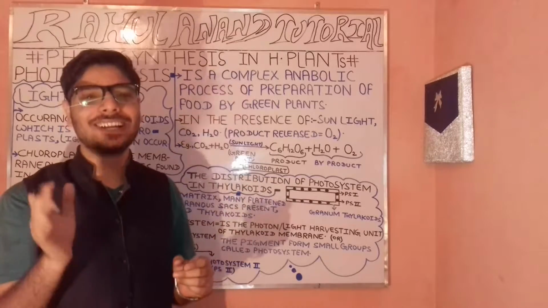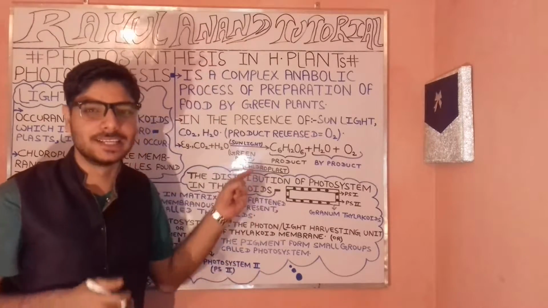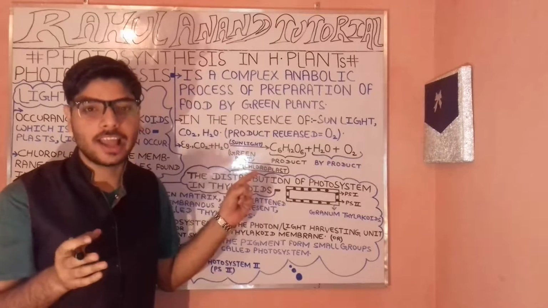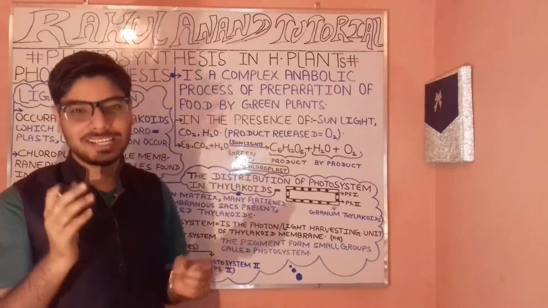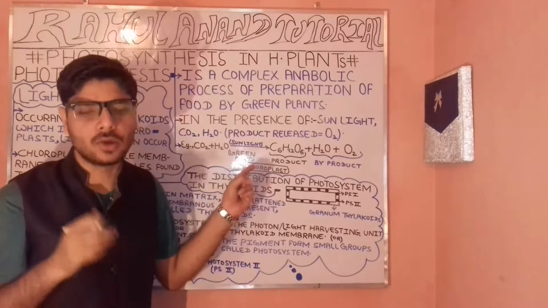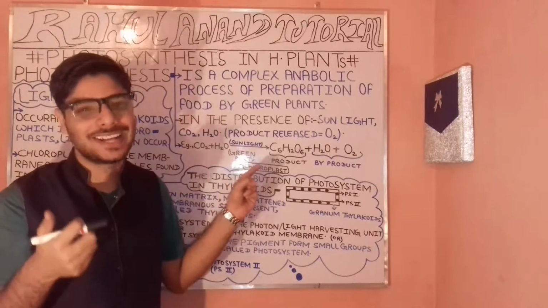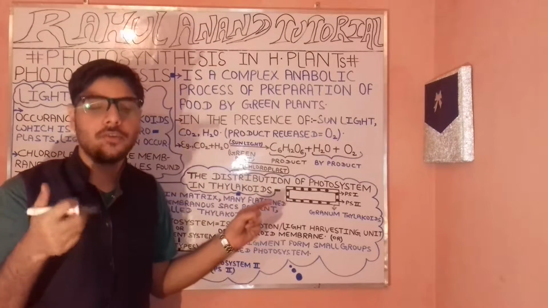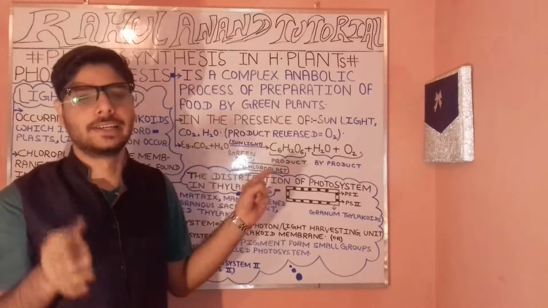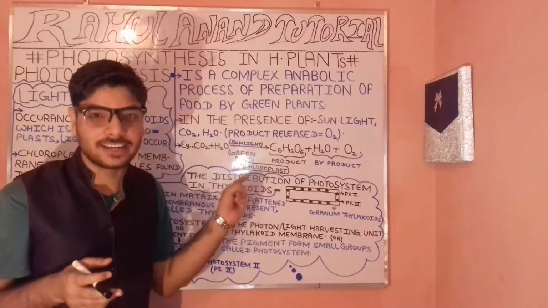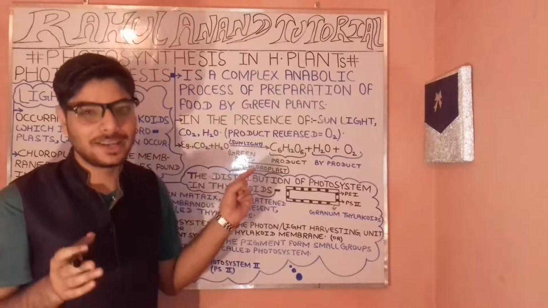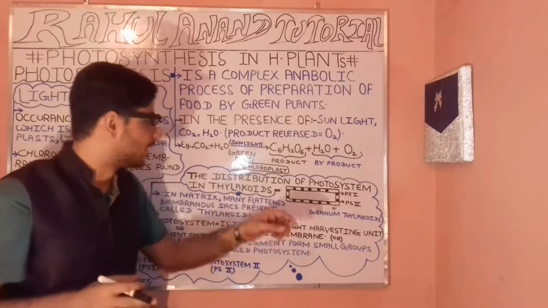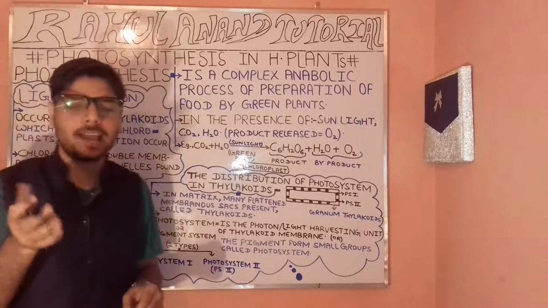Now let's understand the mechanism, and what the products and the reactants are. Our reaction proceeds in the presence of sunlight, that is, photon energy. On the reactant side, we have the water molecules as well as the carbon dioxide. So CO2 plus H2O.